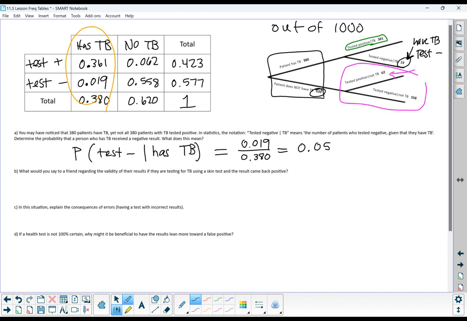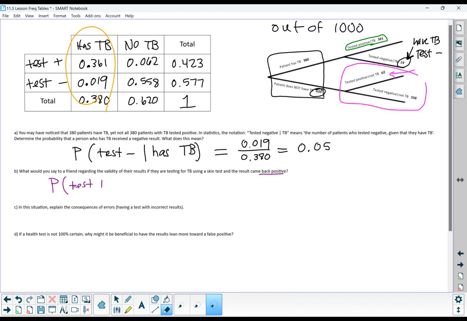So next question. What would you say to a friend regarding the validity of their results if they're testing for TB using this skin test and the results came back positive? If you got this skin test and you got a positive result, or your friend, it's not a guarantee that you have tuberculosis. So let's do a probability to help us tell our friend what the likelihood is that they actually have TB. The thing that we know is that the result came back positive.